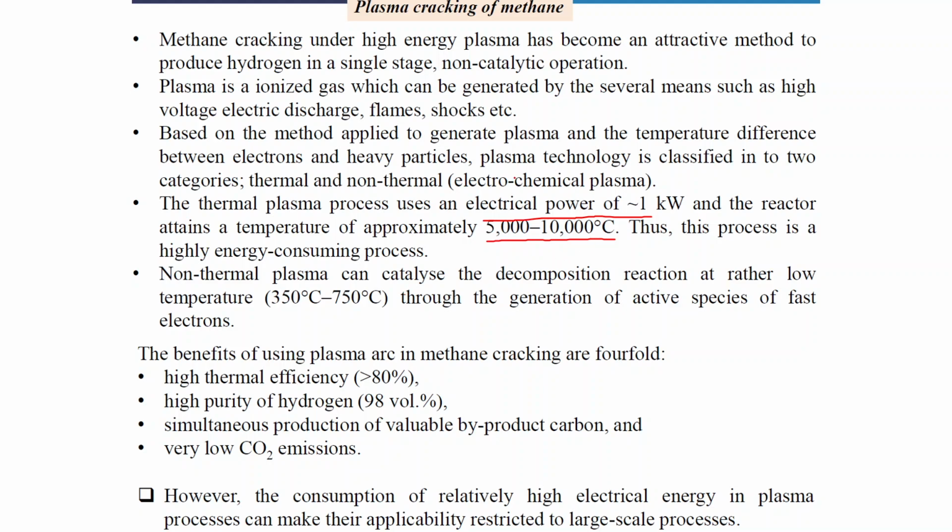Another is electrochemical plasma cracking, which can catalyze the decomposition at lower temperatures, around 350 to 750 degrees C, through generation of active species. The benefits of plasma methane cracking are high thermal efficiency, greater than 80, high purity of hydrogen, simultaneous production of different valuable byproducts, and very low CO2 emission. But this is restricted from commercial use due to its high electricity usage. High electrical energy is required in it.